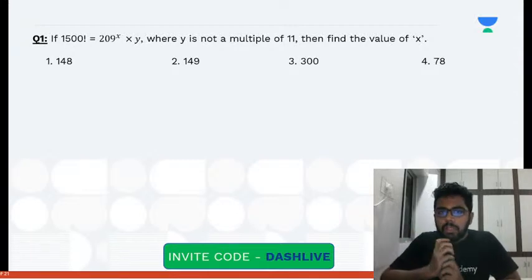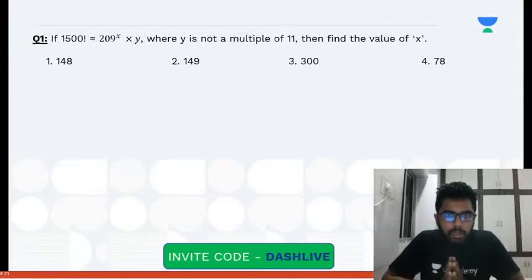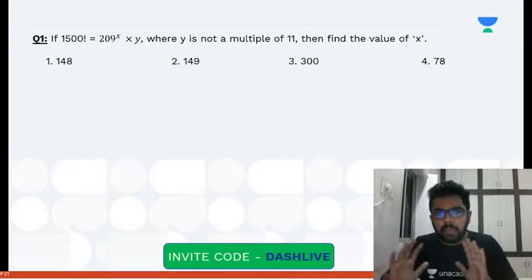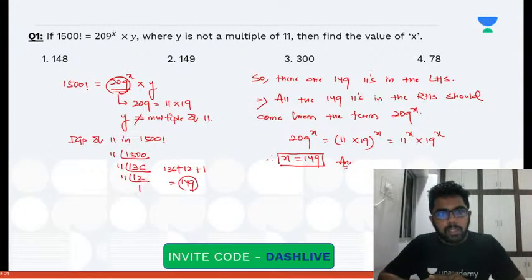So, if y is not a multiple of 11, the first thing that I'll try and find is how many 11s are present in 1500 factorial. 1500 factorial will obviously have 11s, yes or no? It will definitely have 11s. First, let us calculate how many 11s are present in 1500 factorial, and then we'll figure out what the values of x and y will be. That's the secondary part. Let us first figure out how many 11s are present in 1500 factorial. Okay, let's see this. When I write 1500 factorial, I try and calculate the IGP of 11. So I can see the calculation: IGP of 11 is 149.